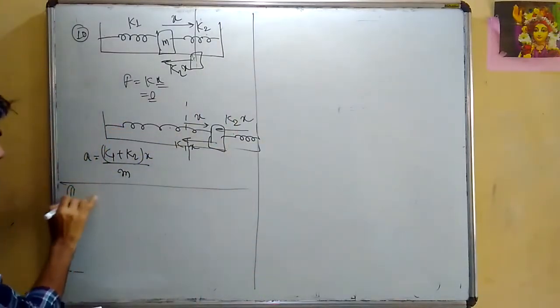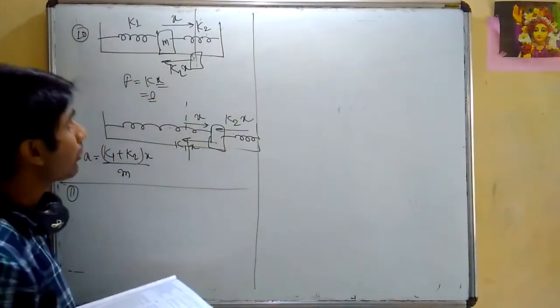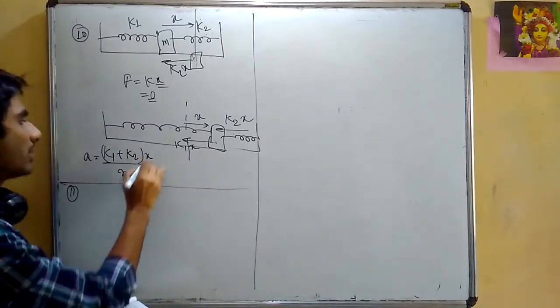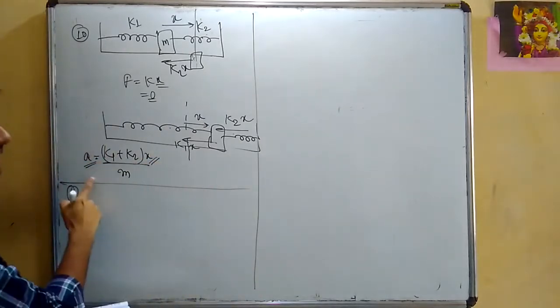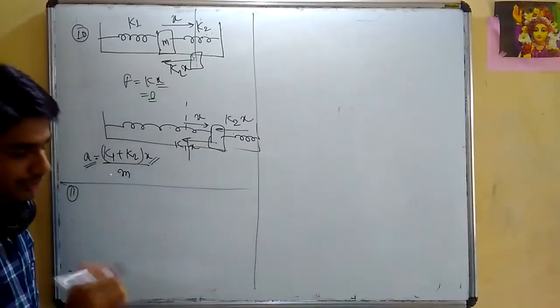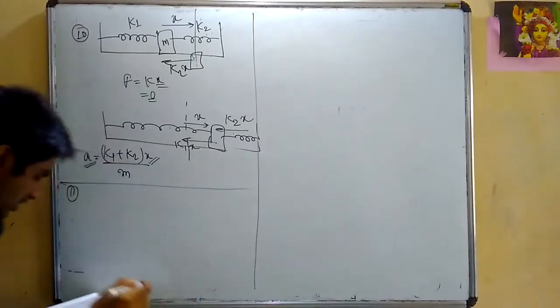Now let us discuss question number 11. I guess that was asked in the problem. Yeah. What will be the initial acceleration? Why initial? Because when x changes, acceleration will change. Therefore, it is said find the initial acceleration. That word is important. Now let us come to question number 11.